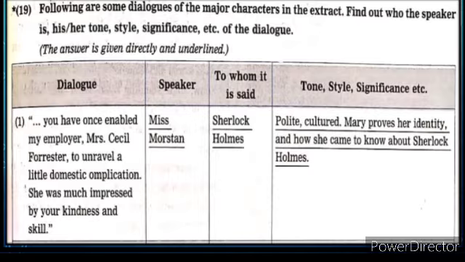Dialogue: You have once enabled my employer, Mrs. Cecil Forrester, to unravel a little domestic complication. She was much impressed by your kindness and skill. Speaker: Miss Marston, to whom it said Sherlock Holmes. Tone, style, significance: polite, cultured. Mary proves her identity and how she came to know about Sherlock Holmes.